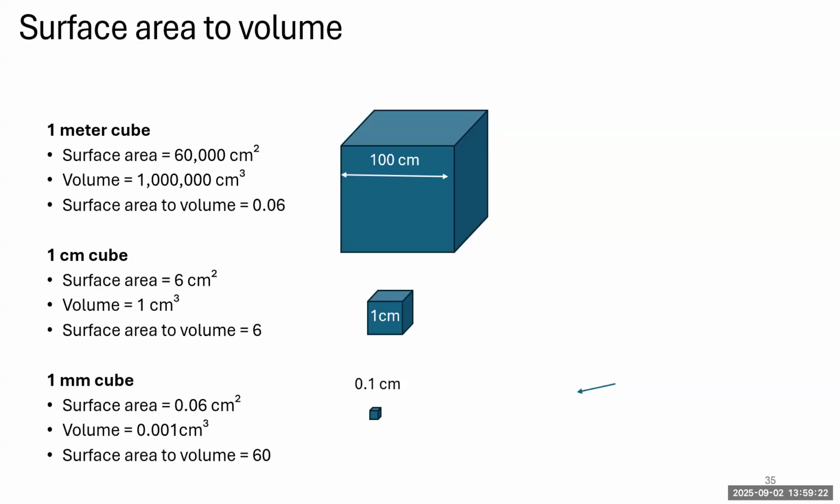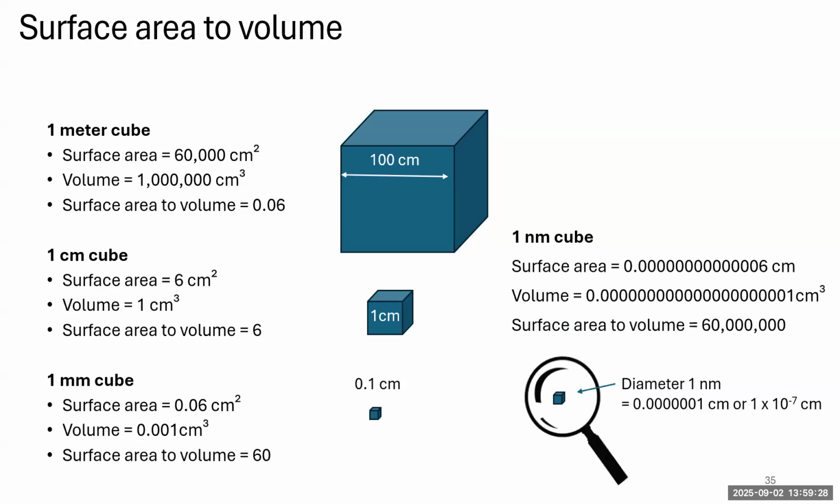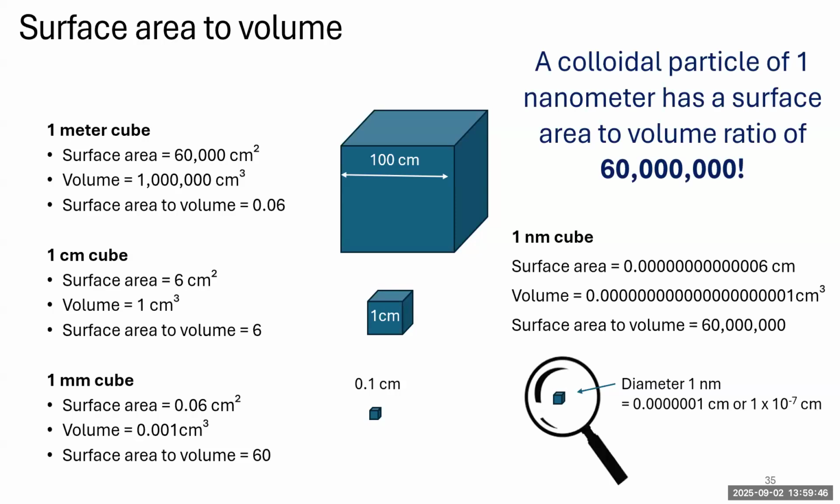So the parachute is getting larger and larger. And then if we go all the way down to a 1 nanometer cube, the surface area to volume is 60 million. So imagine if you had a parachute that was equivalent to 60 million times your weight. You could jump out of a plane and it would take you forever to get down to the ground. So a colloid of 1 nanometer has an extreme surface area to volume ratio.